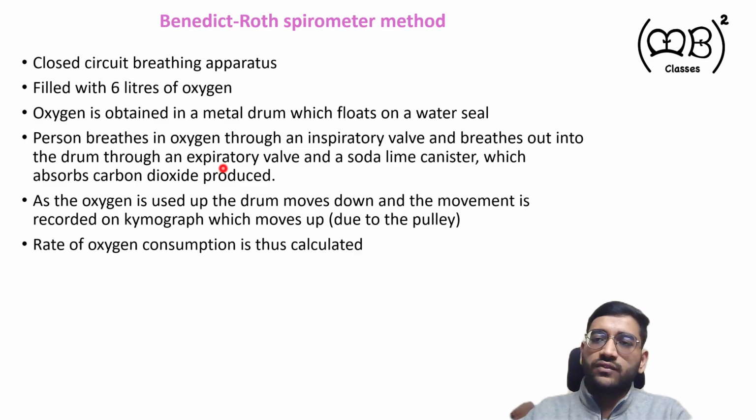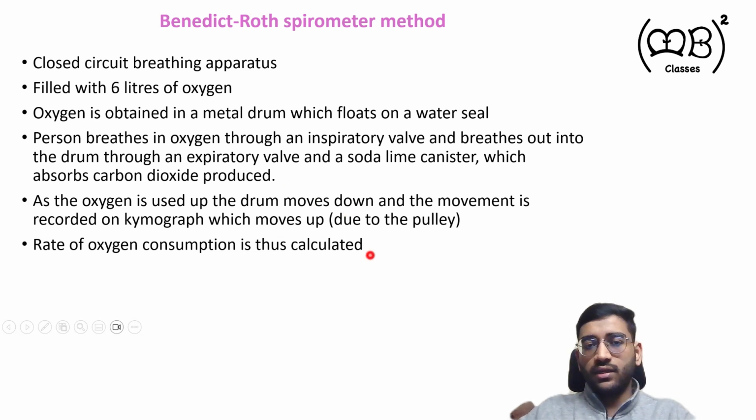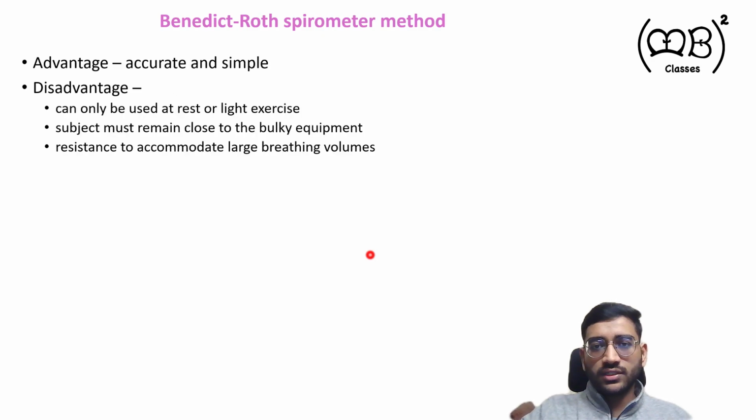Otherwise, the carbon dioxide which is being produced would obviously cause the drum to remain at the same position as it was before, because we are assuming that the volume of inspired and expired air is equal. So the oxygen which is being consumed, and also the carbon dioxide which is being produced and absorbed by the soda lime canister, both of them together would eventually cause a volume depletion which would cause the drum to move down, and in the kymograph it would be seen as the graph going up because of the pulley. So the rate of oxygen consumption can be calculated.